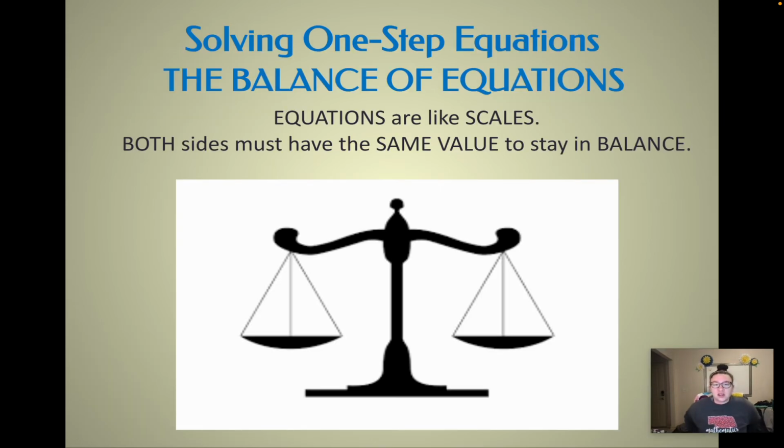So we want to think of solving equations kind of like a balance beam, kind of like a scale. Both sides have to be the exact same for it to stay balanced. If I have something on one side that I don't on the other, it's going to become unbalanced. I have to make sure I'm doing the same thing on both sides.